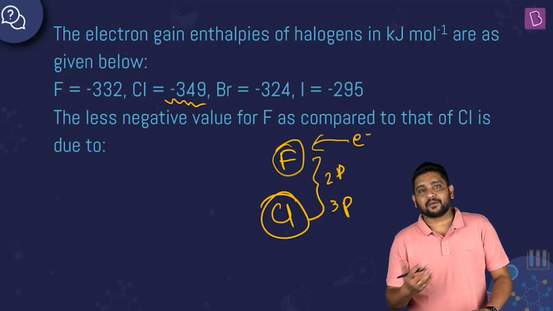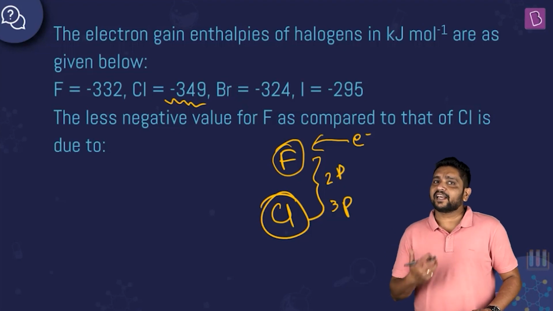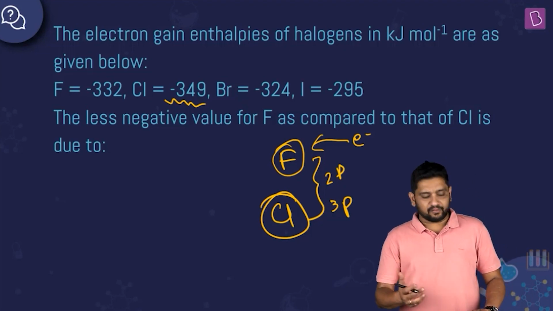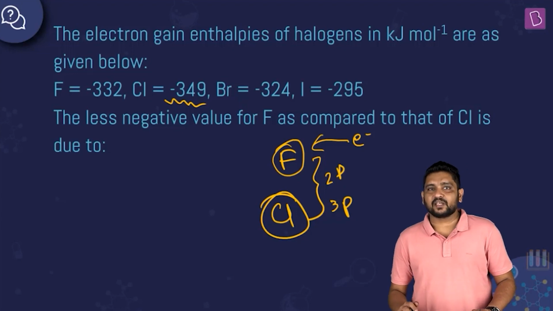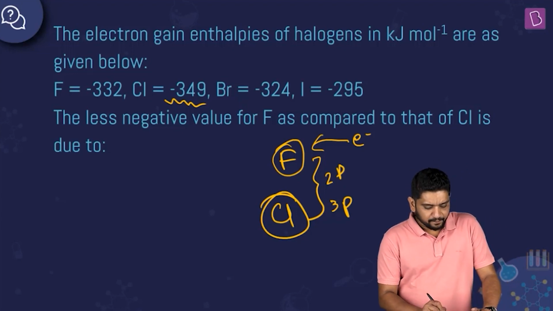And chlorine is a third period element, a decently larger atom, so less electronic repulsion will be there. So as expected, chlorine will give out a lot of energy when an electron is added. So this specifically is what we call the 2p, 3p comparison exception in your electron affinity or electron gain enthalpy values, right? So yeah, let's see.